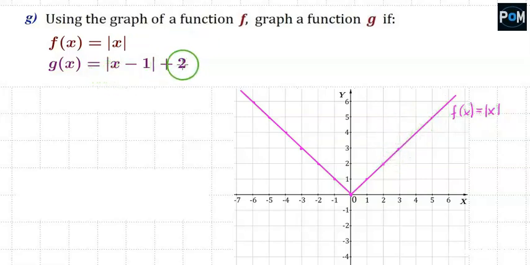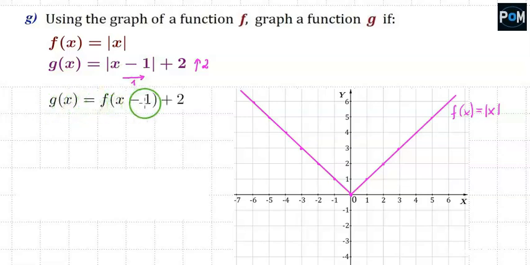This shift +2 causes a shift 2 up, and a -1 inside the parentheses is a shift opposite to that sign horizontally by 1 to the right. This is the same as if we had the formula g of x equals f of x minus 1 plus 2. We move 1 to the right and 2 up. Actually, here it is enough to just shift this 1 point. This point, this vertex, we shift 1 to the right and 2 up.